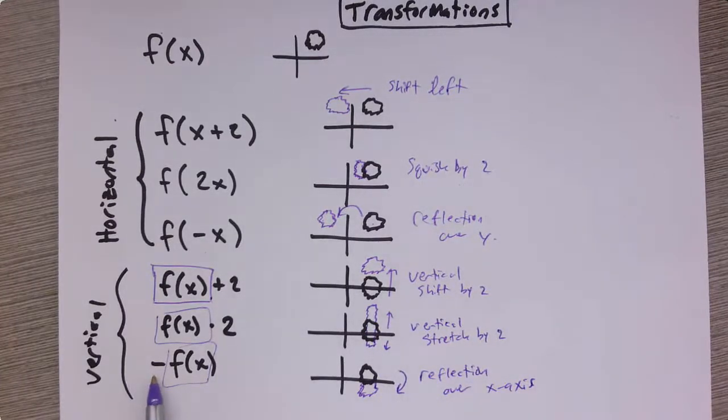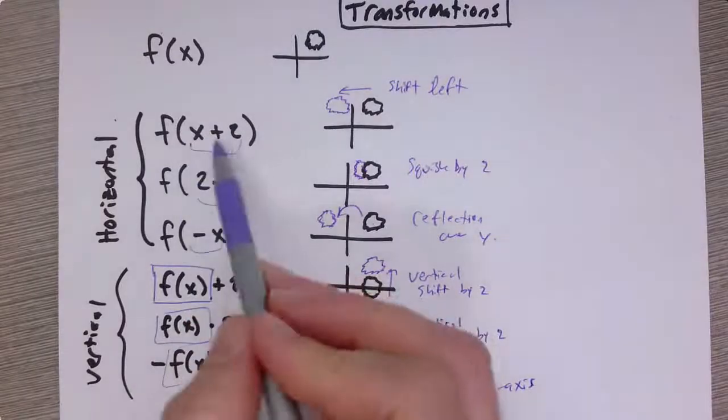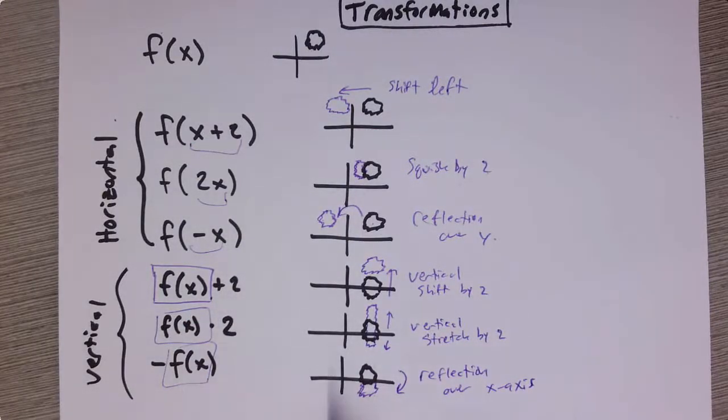And then for a vertical reflection, we'd take positive values and make them negative, or negative values and make them positive. So what should you take away from this? One big thing is remembering if you're doing something on the inside of your function, it's going to be a horizontal change. If you're doing something on the outside of your function, it's going to be a vertical change. I think that's kind of the biggest thing.